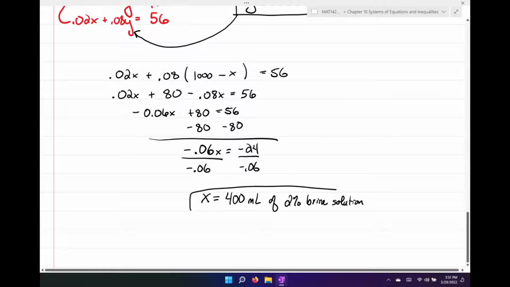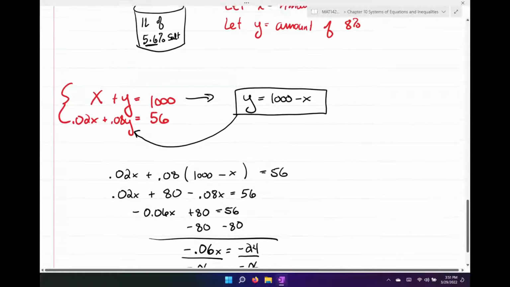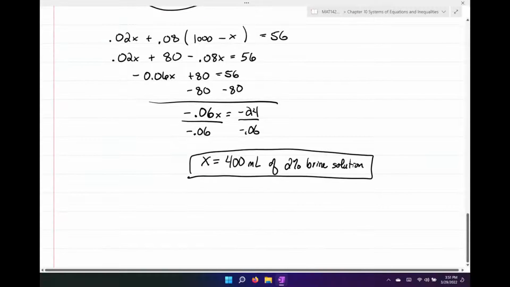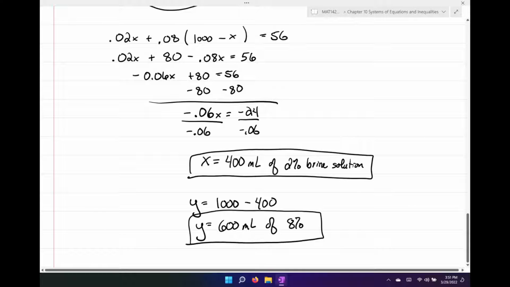All right, but that's only half of the problem here, because we figured out how much of the 2% we need. How much of the 8% do we need? Well, remember, we let Y equal the amount of 8%. In the process of solving this, we used the substitution method, and right here we have Y equals 1,000 minus X. So Y is going to equal 1,000 minus 400. So Y equals 600 milliliters of 8% solution. And that's it.